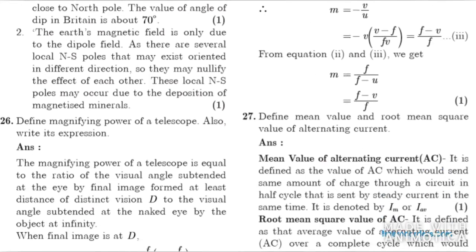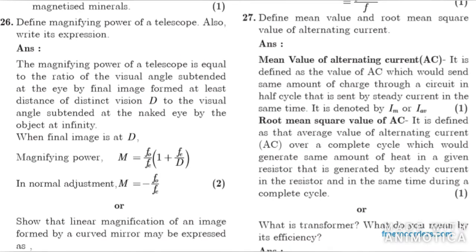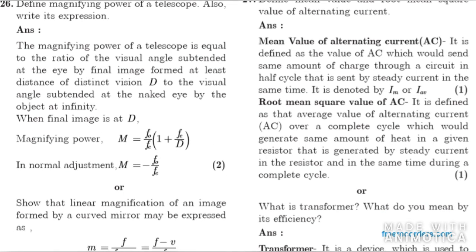Now moving on to question number 26. Define magnifying power of a telescope. Also write its expression. In this you need to define the magnifying power of a telescope, like what it is equal to, and then you need to write the expression. So as you can see, magnifying power is f0 over fe into bracket 1 plus fe over D. You can leave it here as well.